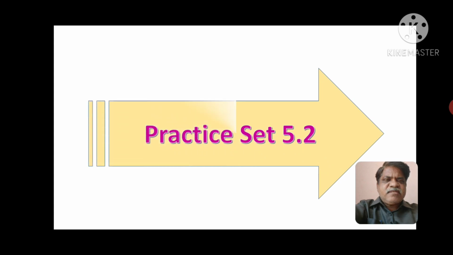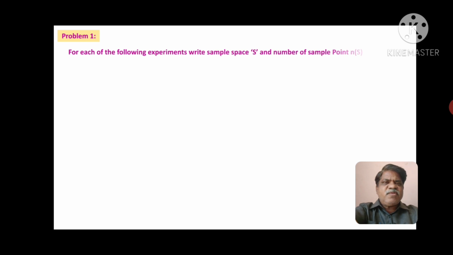Friends, now let us do practice set 5.2. Number 1. For each of the following experiments, write sample space S and the number of sample points N of S. The first is one coin and one die are thrown simultaneously.